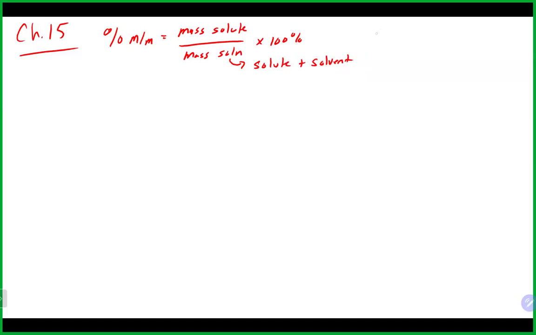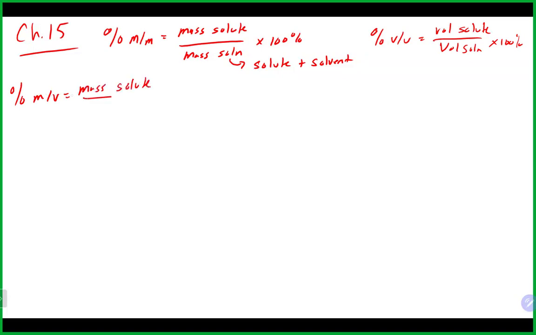There's some similar ones, percent volume to volume, which is the volume of the solute divided by the volume of the solution times 100%. There's also percent mass to volume, which is our mass of our solute divided by the volume of solution times 100%.